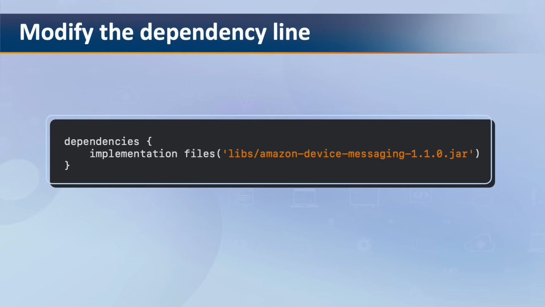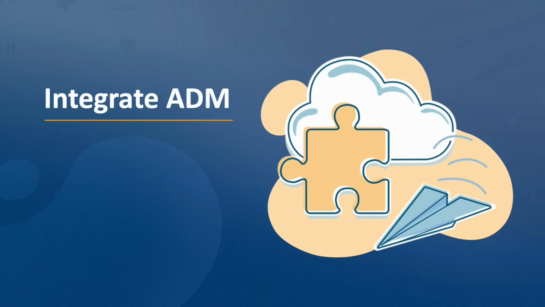Finally, because we need the library only at compile time rather than runtime, we have to change the following declaration from implementation to compileOnly. After these steps, we are almost ready to integrate ADM into our app. Let's see how.